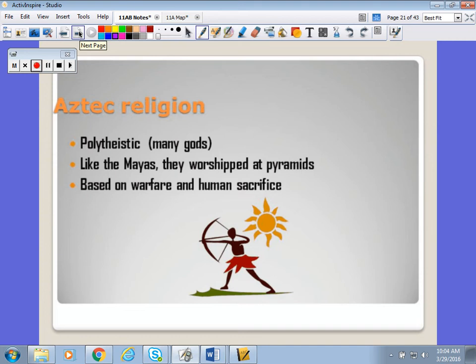And again, with religion, polytheistic like the Mayans, they use pyramids, and their human sacrifice is a little different. Instead of being seen almost as a privilege to be sacrificed to the gods, when it was time to perform ritual human sacrifice, the Aztecs would pick a neighboring civilization, go capture a town, and bring the people that survived that attack back and sacrifice them. So they would capture people to sacrifice.